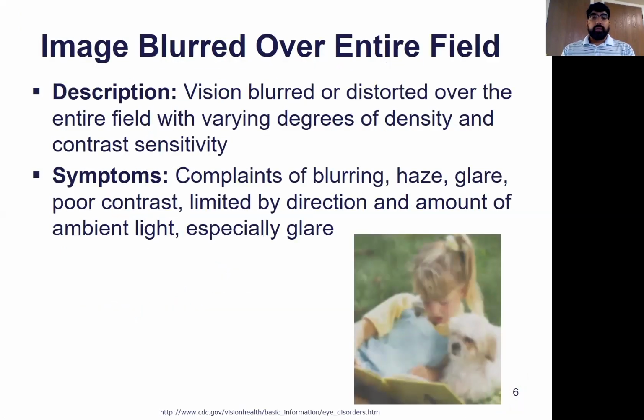One of the aspects we can talk about in vision is blurring. You can have a blur over the entire field, or the image can be distorted, and it can vary with degrees of intensity or various aspects of contrast sensitivity. You get complaints of blurring, haze, glare, poor contrast, and you sometimes need more light to read, or the light may be too bright and cause glare in what you're seeing.